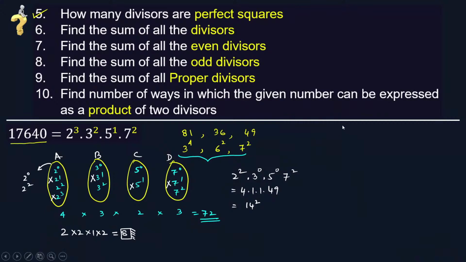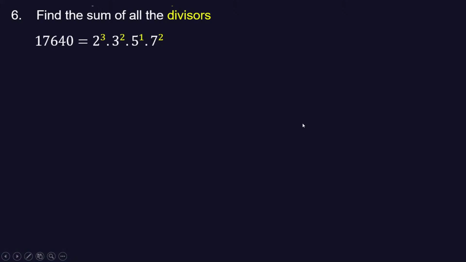It says find the sum of all the divisors. Now, a very interesting thing. Find the sum of all the divisors. How many divisors did we get for 17640? It was 72. Now the question is, all these 72 factors or divisors that we got, I want to add them up. I want to find out their summation. If you add all those divisors, what will be the answer? That's the question.